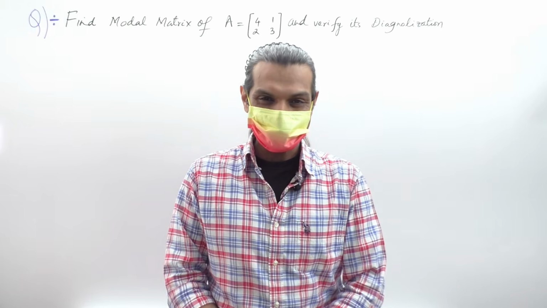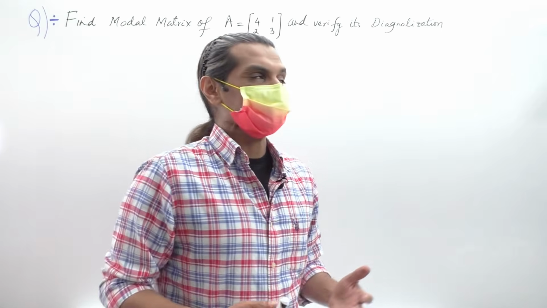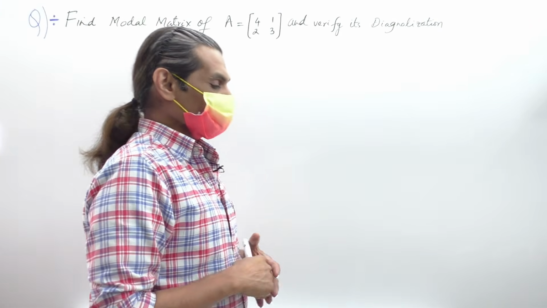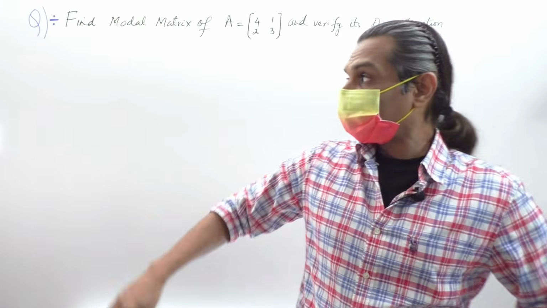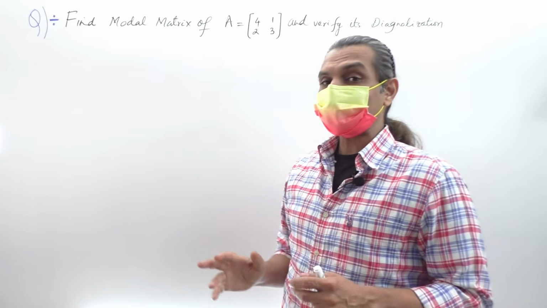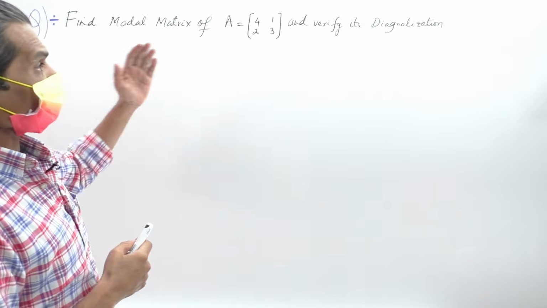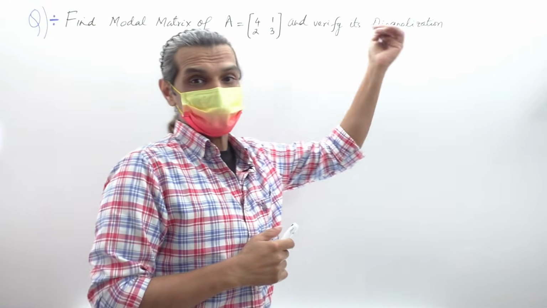Now, coming back to the problem, find the modal matrix of A is equal to 4, 1, 2, 3 and verify its diagonalization. Now, the meaning of modal matrix is nothing but a matrix of eigenvectors. That means we need to first find the eigenvectors and from that we can diagonalize it.